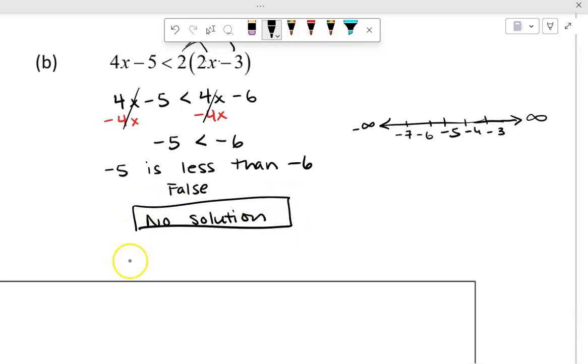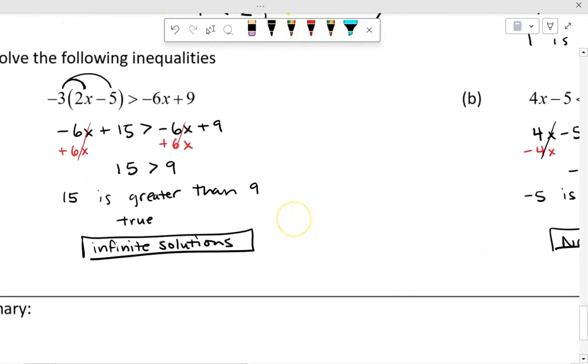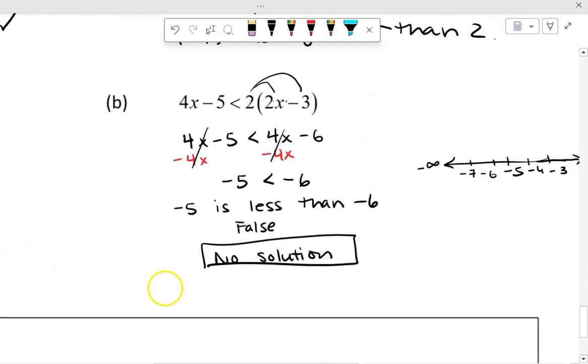And really what these mean are, heading back to the first one, if you have infinite solutions, that means that no matter what number you plug in for x, you're going to get a true statement at the end. You can plug in anything you want and it's going to be true. But for the second, you can plug in anything you want and every single time it's going to be false.